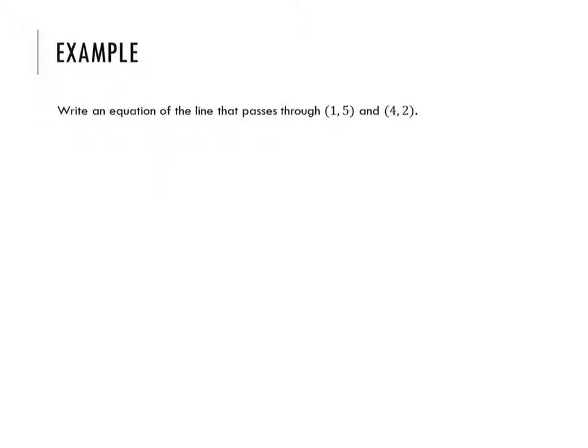Our next example involves what happens if you have 2 points. So you have to start with your slope formula: y sub 2 minus y sub 1 over x sub 2 minus x sub 1. Whichever way you're going to do it, you have to have the slope.